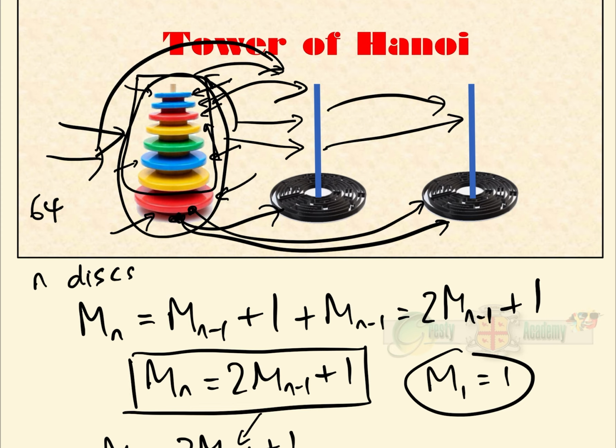So if there were 2 discs, for example, it would be 3 moves. If there were 3 discs, for example, it would be 7 moves. And for our monks, it would be 2 to the power of 64, take away 1, which is an absolutely extraordinarily large number.